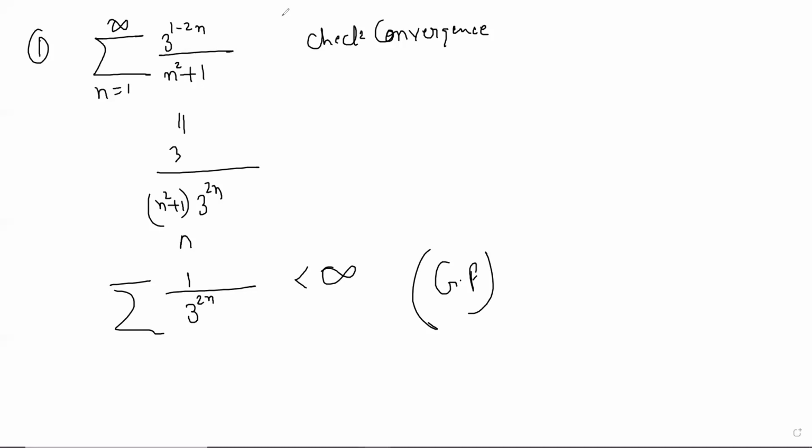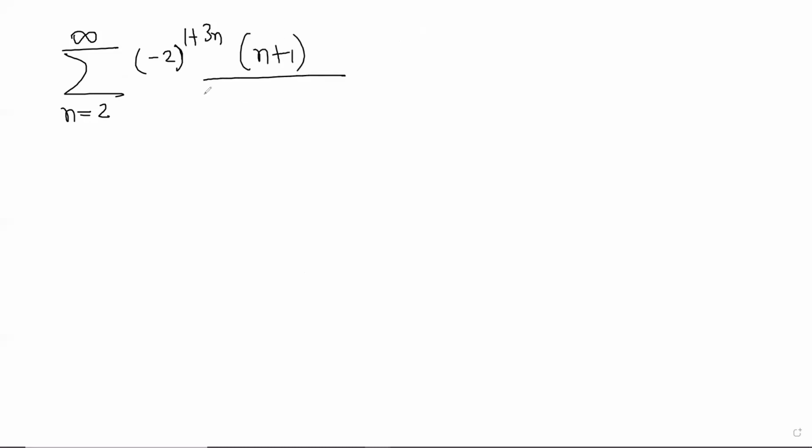Now let's do one which is slightly complicated. Here we have a summation from 2 to infinity, and we have something like minus 2 raised to the power 1 plus 3n, (n plus 1), n square, 5 to the power 1 plus n. Let's check the convergence of this.